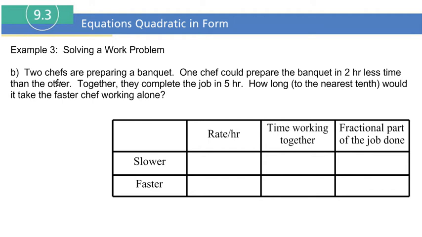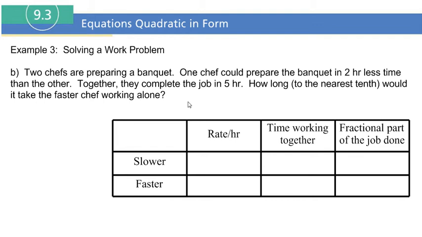We got a little apprentice, some master guy. And today they complete the job, and together they can complete the job in 5 hours. How long, to the nearest tenth, would it take the faster chef to work alone? How long will it take the faster chef to work alone?